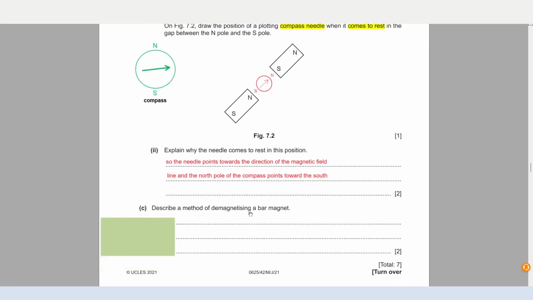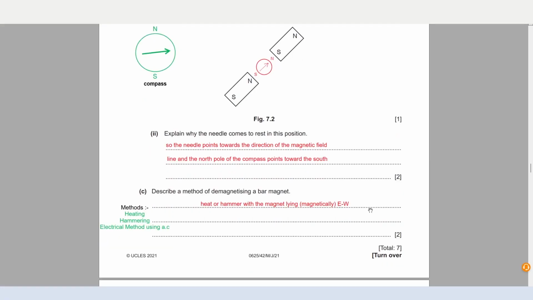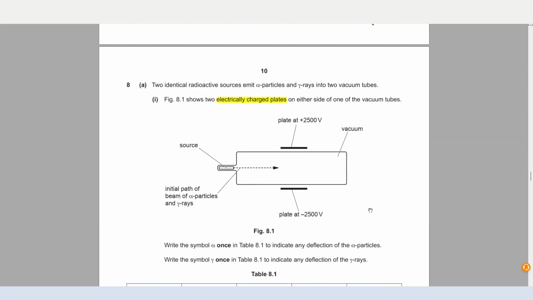Describe a method of demagnetizing a bar. There are many methods. I have given some examples here. The first one is heating, the second one is hammering, and the third one is an electrical method using alternating current. So in this example, I'm going to be writing heating or hammering with the magnet lying magnetically east to west. You get 1 mark for heating or hammering, and you should write the magnet should be lying magnetically east to west. We're done with this question.